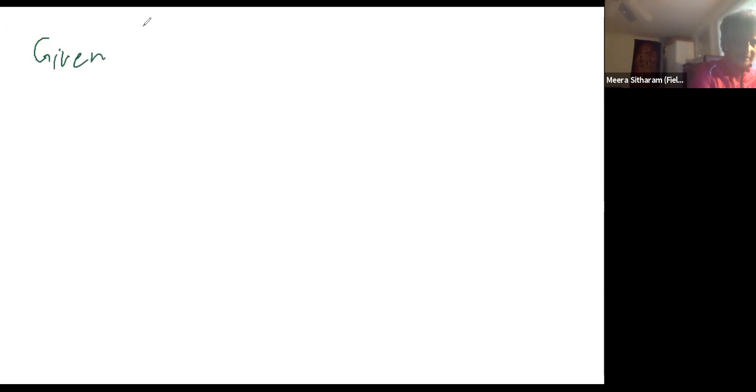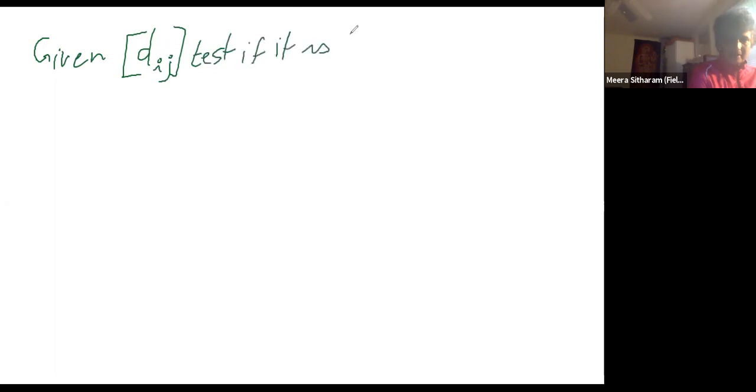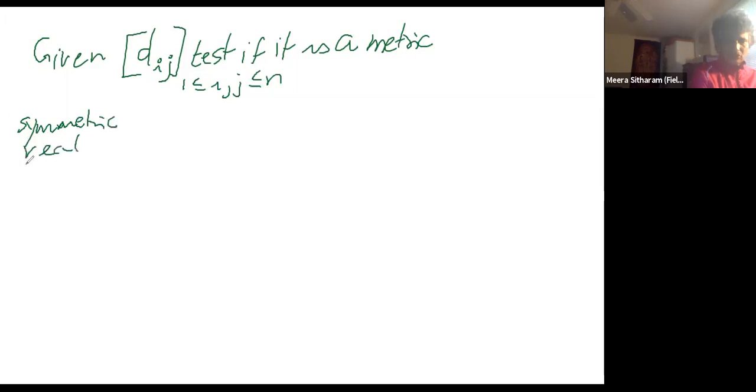Given a matrix, and I'm just going to call it Dij. It's a weird notation, but you understand what I mean. So how do we test if it is a metric? Okay, so i, j go from 1 to n. You can assume basic things, you don't have to worry about it being symmetric. So, you know, it's symmetric, real, and you can also assume the diagonal is 0.